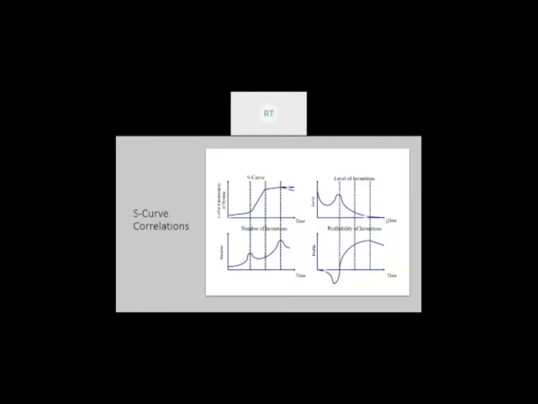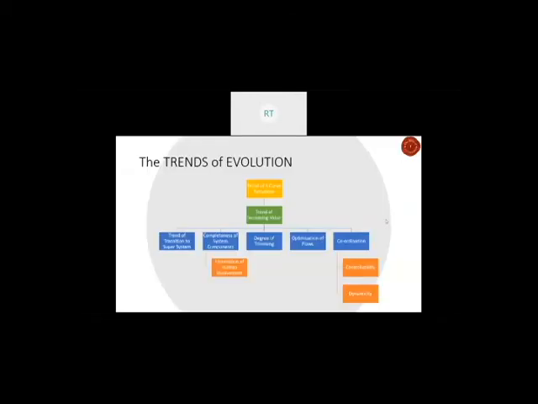Now let's move to the next topic where we start talking about the trends of evolution. Now that we have studied the S curve and seen that it follows a certain pattern, it goes through 5 different stages: stage 1, stage 2, stage 3, stage 4, and there is a transition stage that comes between stage 1 and stage 2. So this is what would be clearly summarized as the trend of S curve evolution.